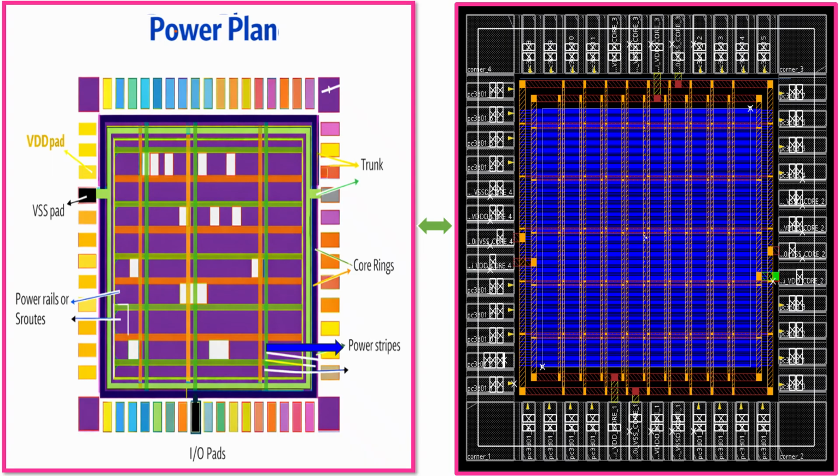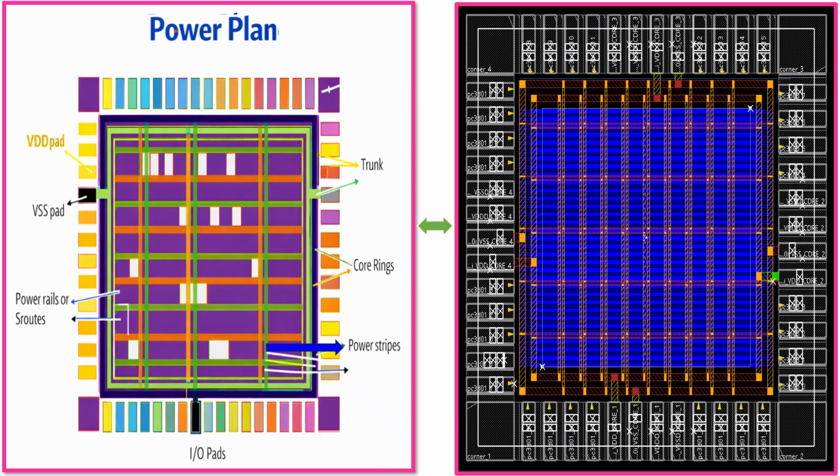Power planning is the process of designing a power distribution network to deliver VDD and VSS to every standard cell, macro and IP block in the chip. Without proper power planning, even a perfectly designed chip will fail. Why is power planning critical?